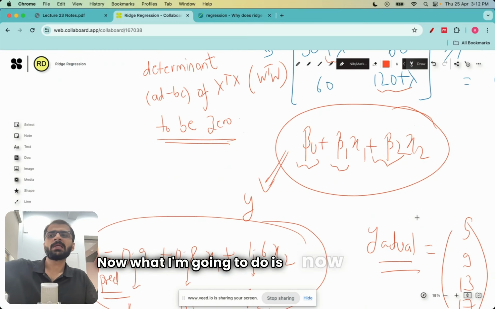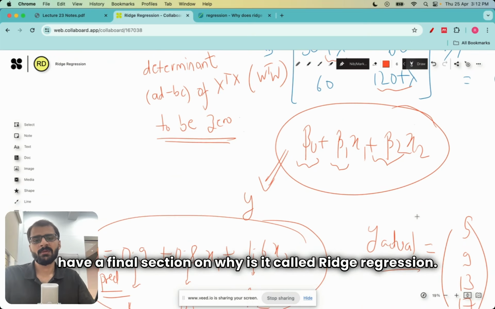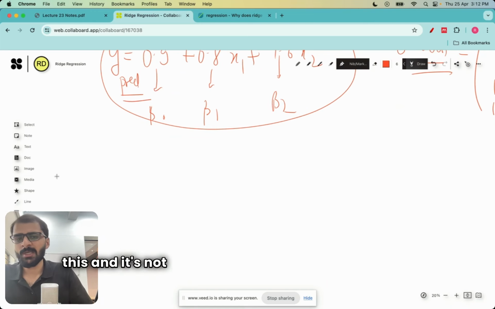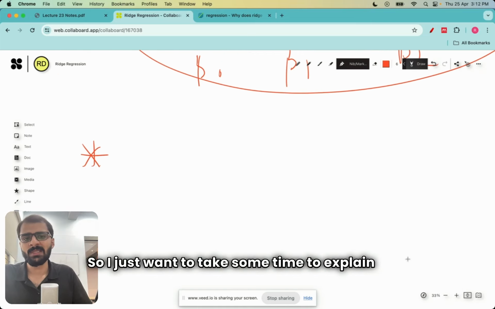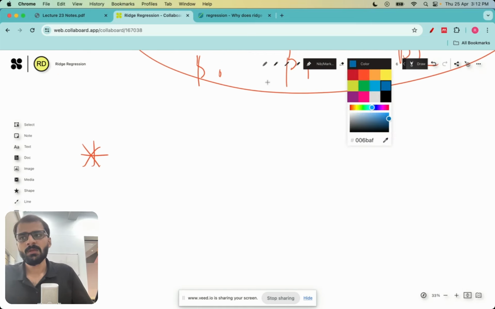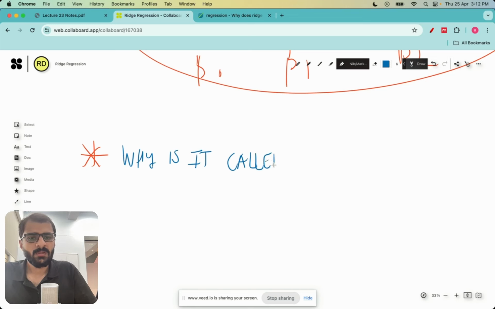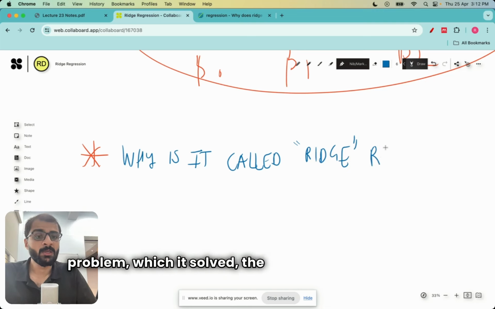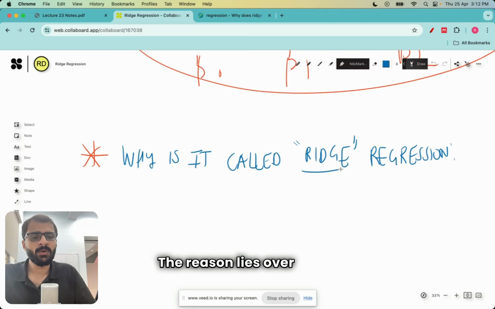Now I'm going to have a final section on why it is called Ridge regression. I'm sure many of you are curious to know this, and it's not explained very nicely in other courses, so I just want to take some time to explain this. So why is it called Ridge regression? The reason has got to do with the second problem which it solved, the non-invertible problem. The reason lies over there.